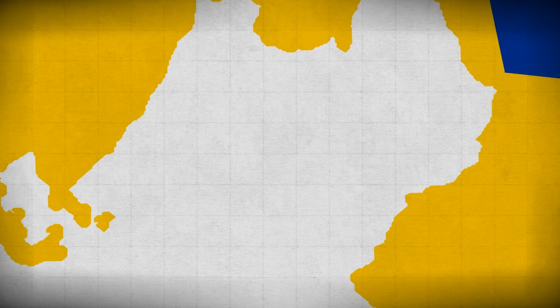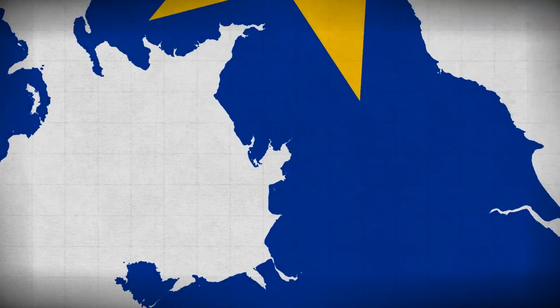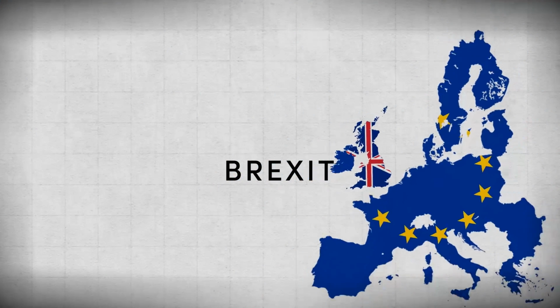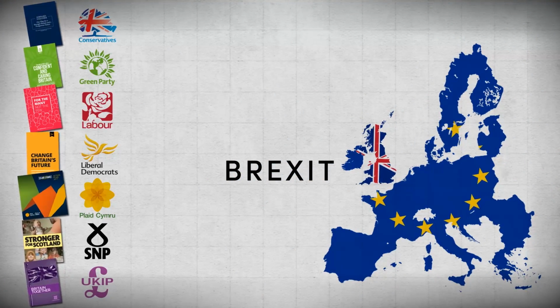This is part 2 of a series on the 2017 UK general election, which will give a brief overview on the issues surrounding Brexit, the UK's exit from the European Union, and follow up with the policies proposed by each party to address them.